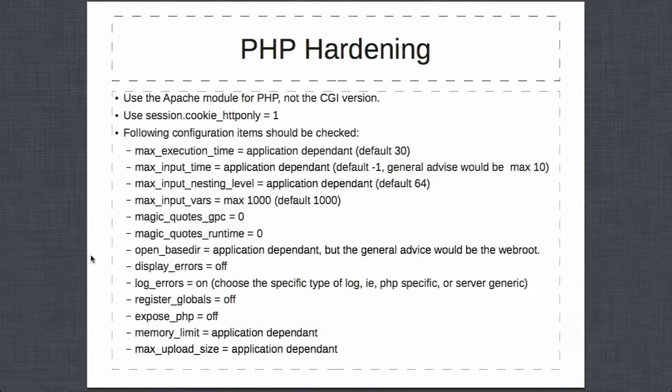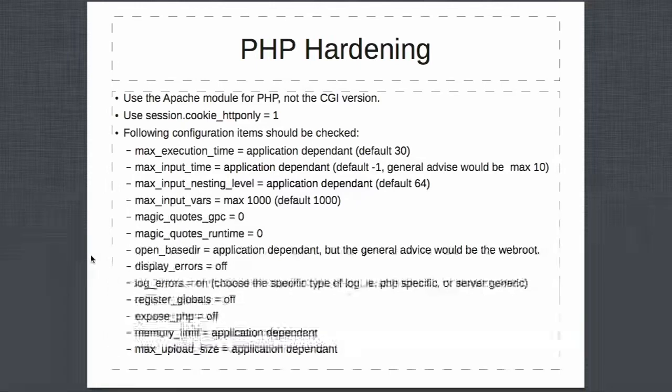Input nesting level of variables with arrays, maximum input vars. The default in PHP nowadays is 1,000. A maximum of 1,000 GET or POST variables can be inputted into the application at every request. It is pretty sensible to limit that, because else you can have resource exhaustion. If any application still uses magic quotes, I think that should be punishable by law. So you should check that.